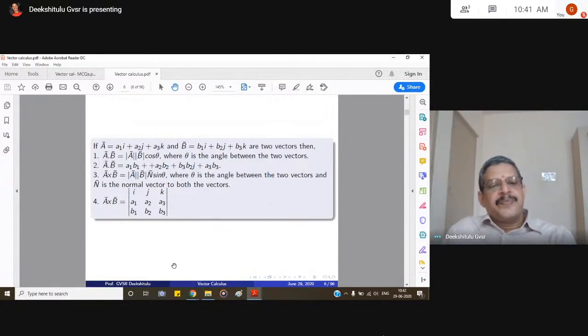And a cross b is given by the determinant with rows i, j, k; a1, a2, a3; b1, b2, b3, where a1, a2, a3, b1, b2, b3 are components of vectors a and b along i, j and k. Then a cross b is defined. This is also a very important definition for us in vector differential operators. We will be dealing with so many problems involving these four properties, so you should be very fluent with them.